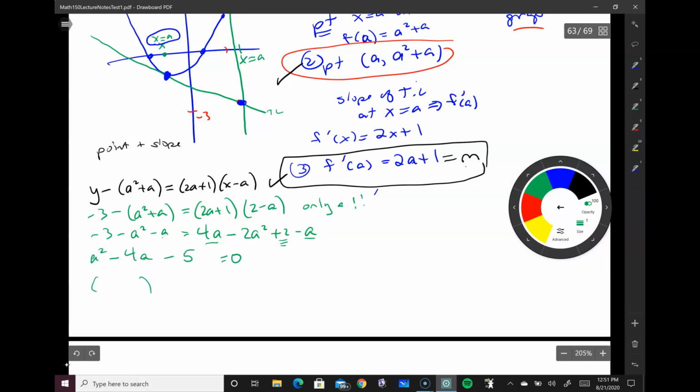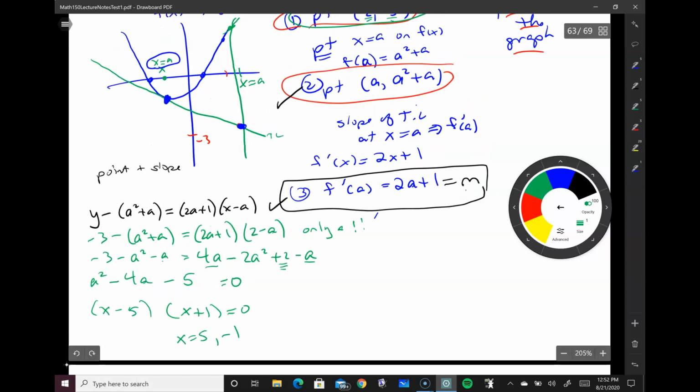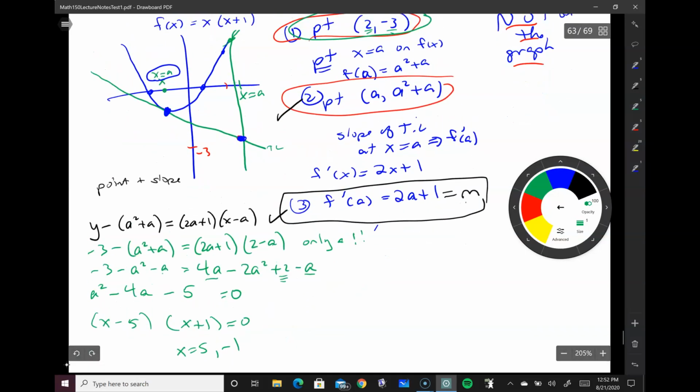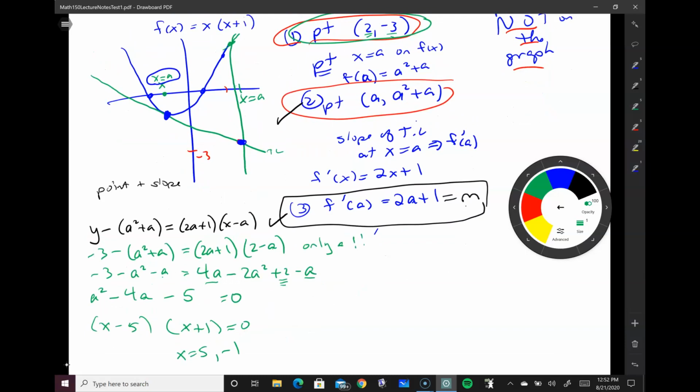All right, look at that. A beautiful thing. It factors. So I get 5 and negative 1. And if I think about it, it kind of makes sense from the picture that I drew, doesn't it? So those are the 2 x values. Let's go back and check. Yes, they just wanted me to find the x values where the tangent lines to the function go through that point.